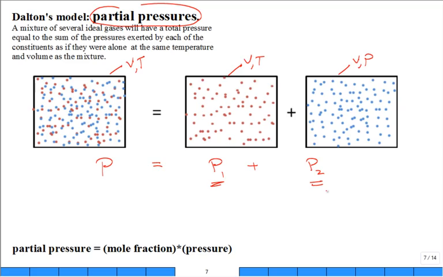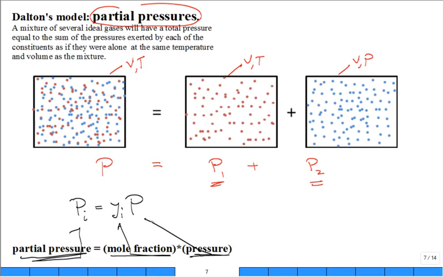Okay. We have an equation that says that the partial pressure of a gas is equal to the mole fraction of that gas times the total gas pressure. Well, where did that come from? Well, we use this equation a lot. The partial pressure of that component is equal to the mole fraction of that component times the total gas pressure. Okay.